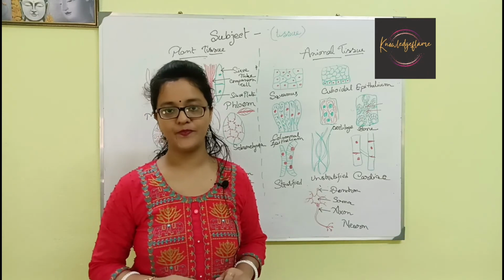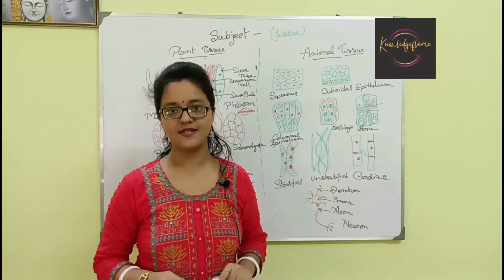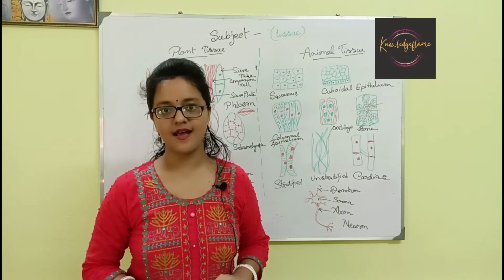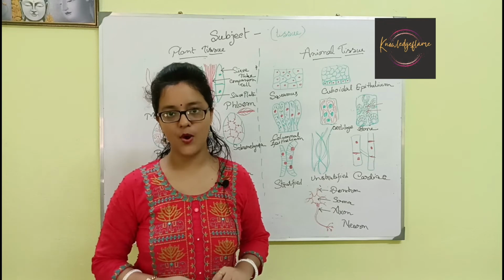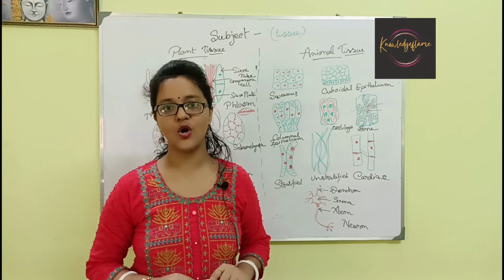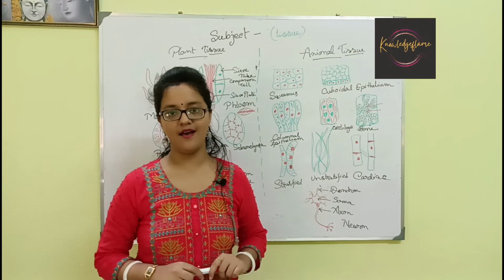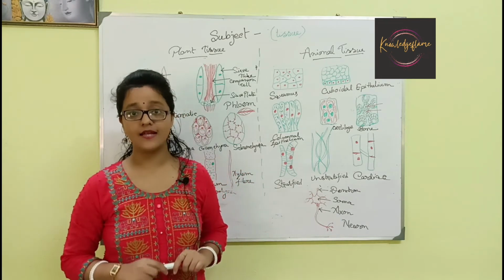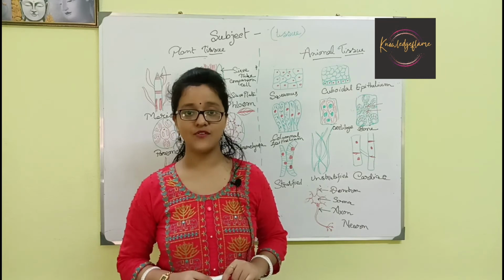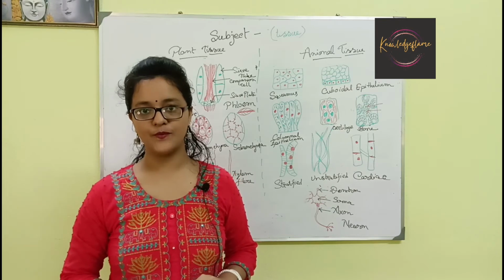What is tissue? We told that in multicellular organisms there are different types of cells. Some cells are grouped together to perform a specific type of function. These groups of cells are called tissue. In plants, there are different types of tissues, and in animals there are also different types of tissues. First of all, I would like to draw your attention to plant tissue.